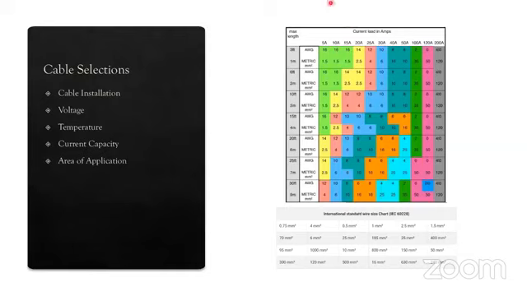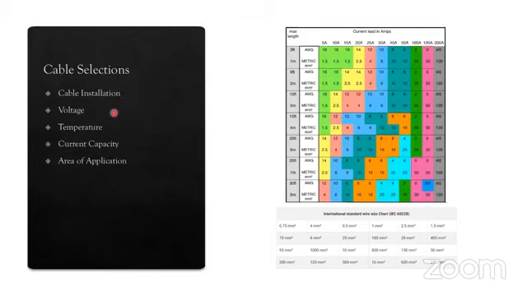Now we have cable selection here. Cable selection is an important factor, and it is done based on these points. We have cable installation, that is the area of installation of the cable, whether my cable is going outside the panel or inside the panel, or whether it's in a hazardous area where there is fire or any delicate area. So that area of installation will also be an important factor for the cable selection.